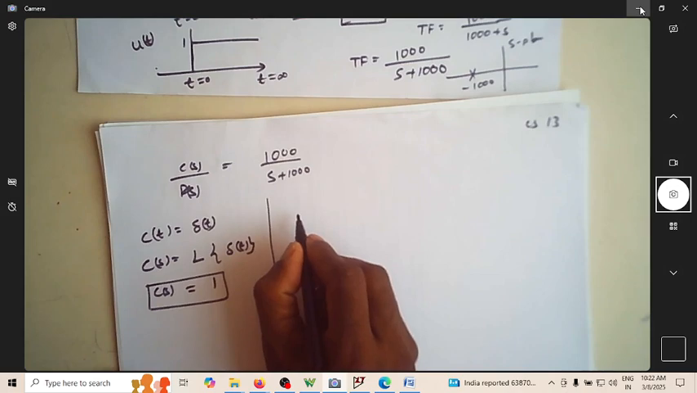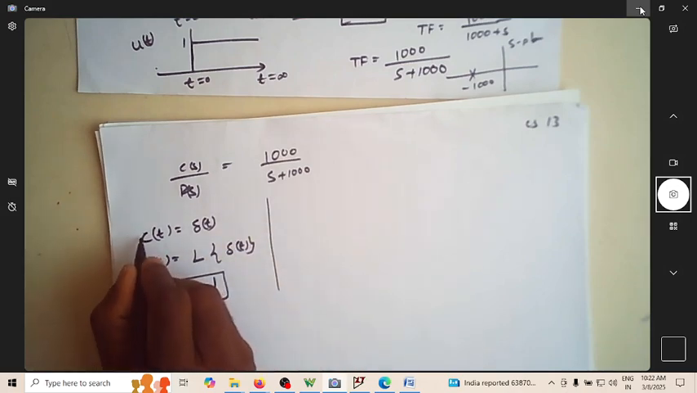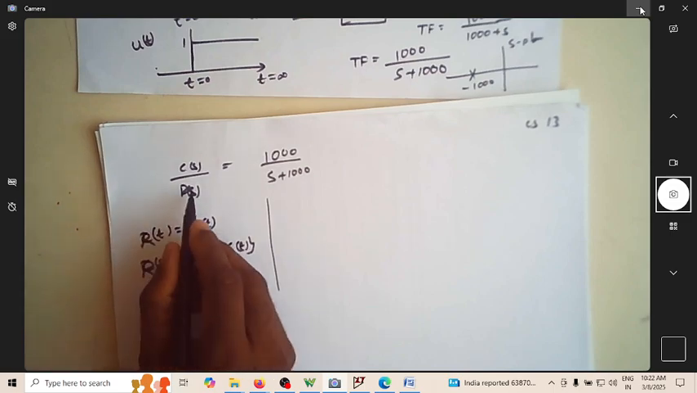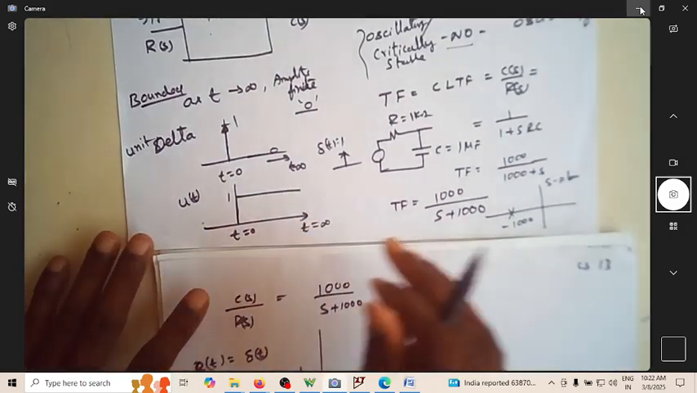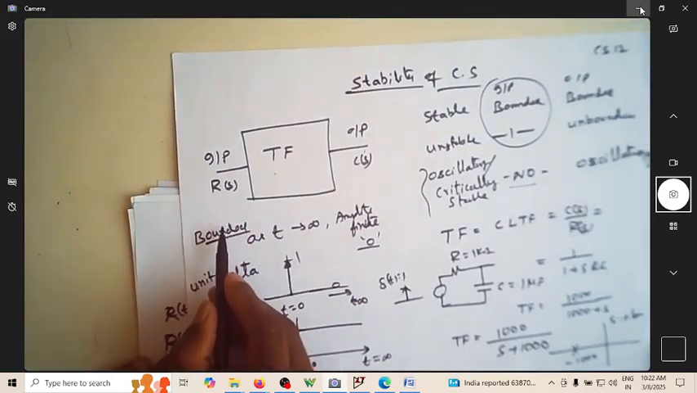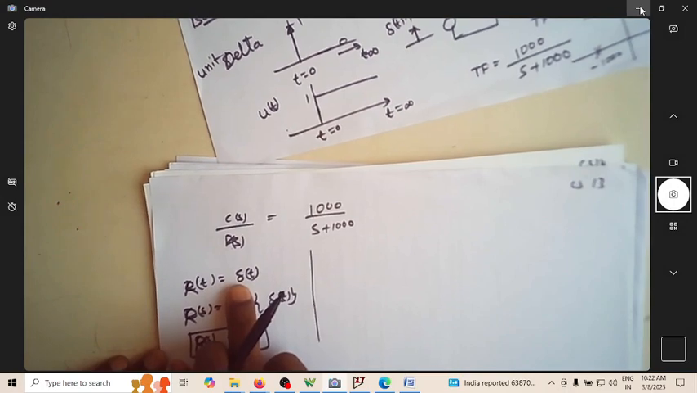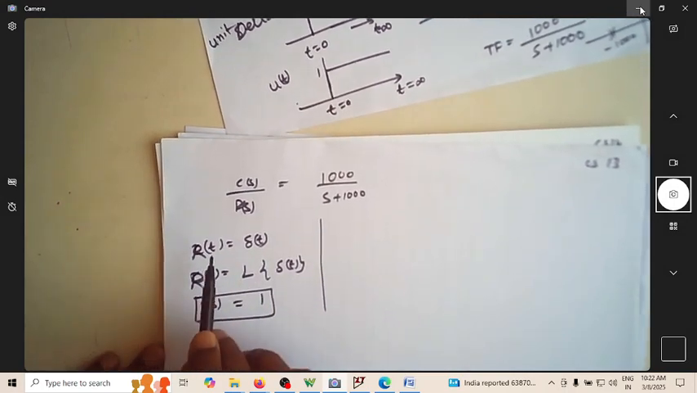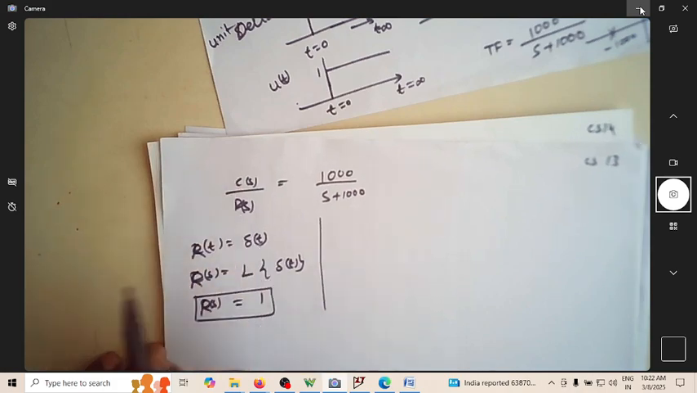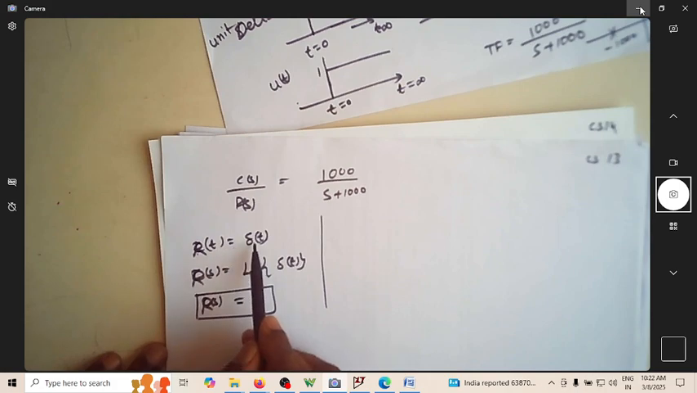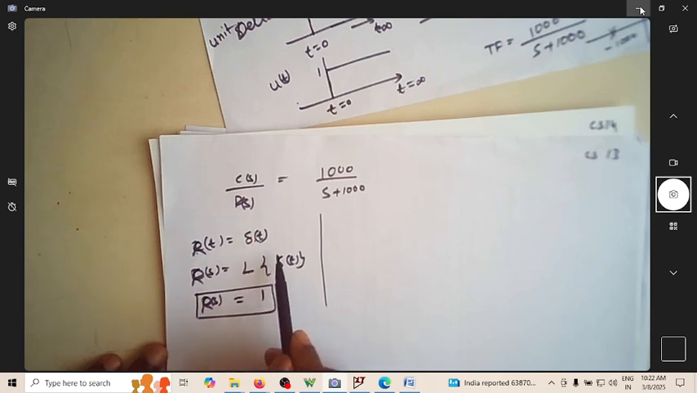Laplace of the input is, sorry, this is actually R of t. Extremely sorry for that, because R is input. So this is my input, and my input is delta t. Hope you get that correction. This is not C, C is actually the output. R is an input, and the input is a delta function. What is Laplace of the input? It is Laplace of that delta function, which is R of t.